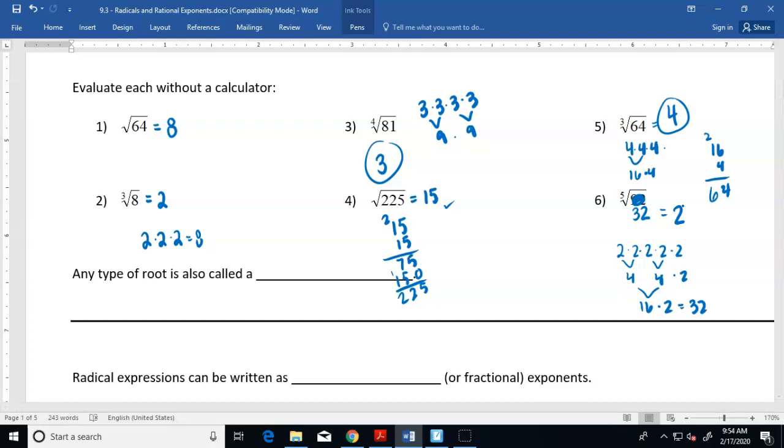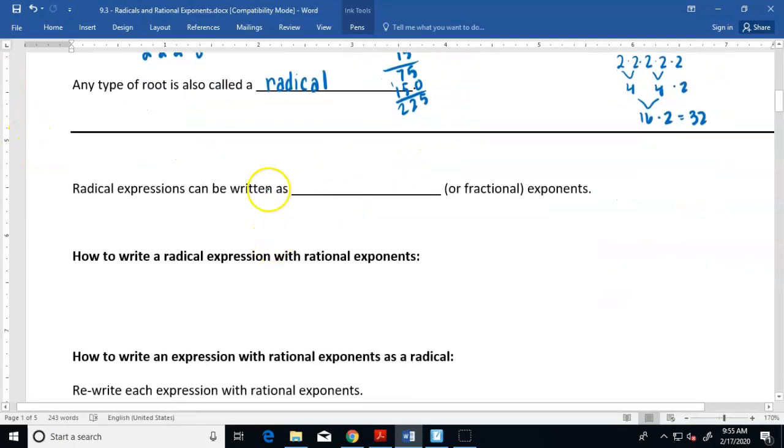Okay? All right. Any type of root is also called a radical. So we talked about that already a little bit, but that word radical in math refers to any type of square root or cube root or 4th root or 5th root. Okay? So, radical expressions, this is what we're really needing to get to, can also be written as rational or fractional exponents.